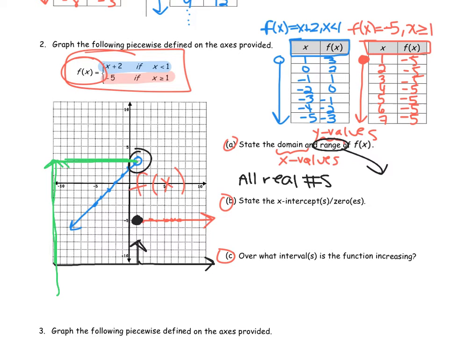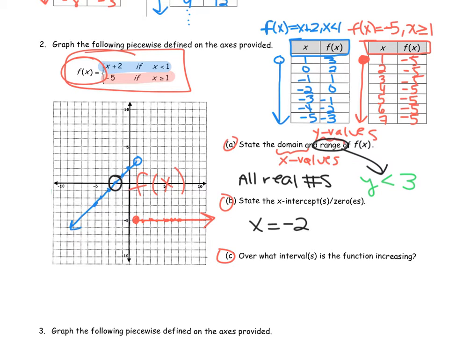But now am I actually touching 3? No, because of the open circle. So our y values are all values less than 3. Okay? All right. Let's take a look at letter B. We want just the x-intercepts. So our x-intercept, where this crosses the x-axis, is right here at -2, and that's it, when x equals -2.